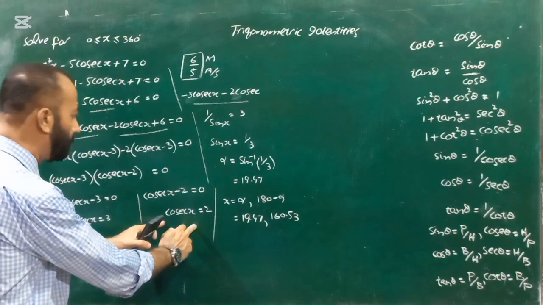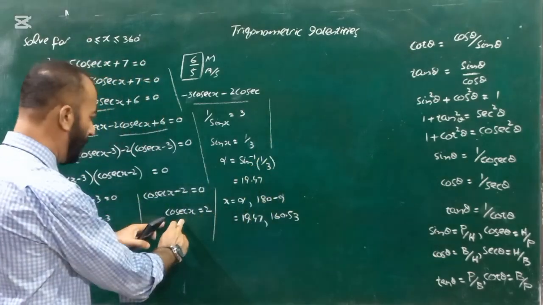Okay, from here now, cosecant x is equal to 2. Cosecant is equal to 1 over sine, so 1 over sine x is equal to 2.